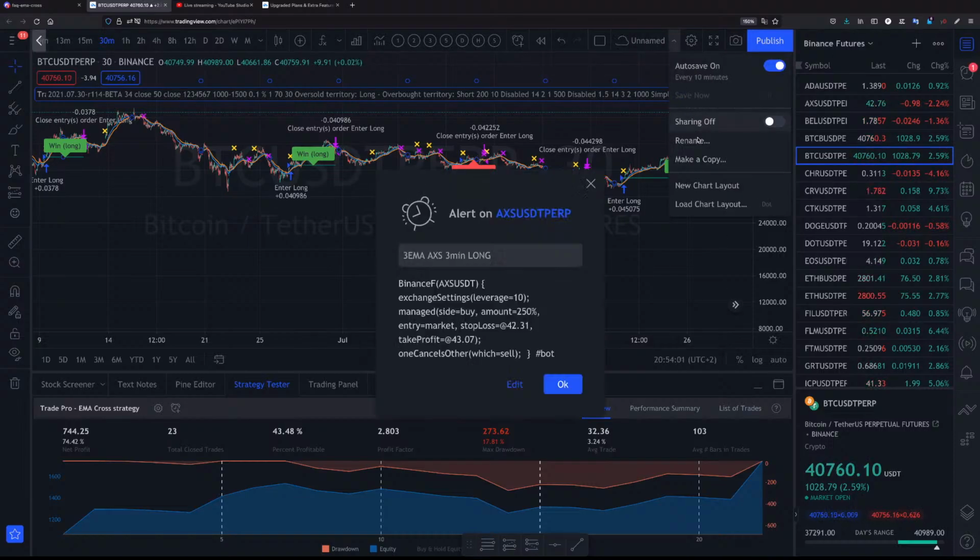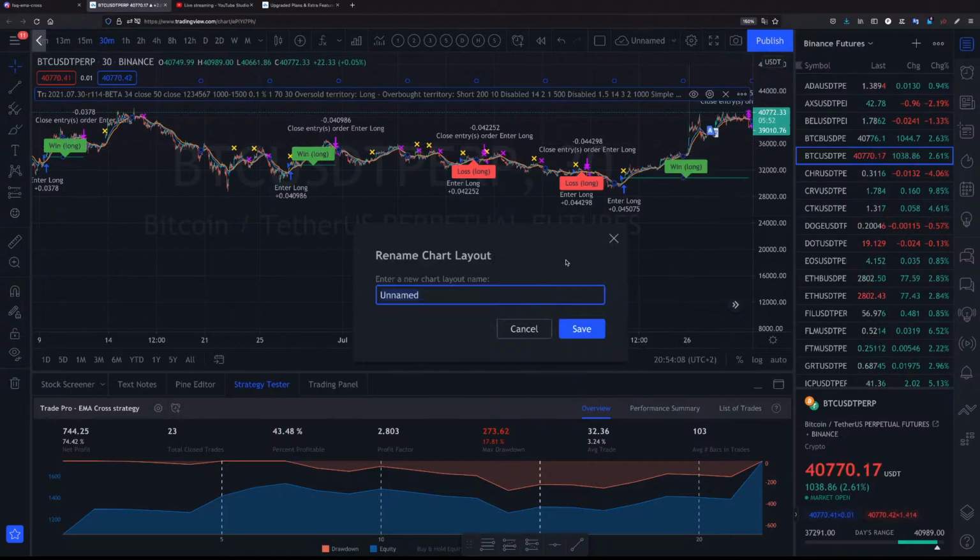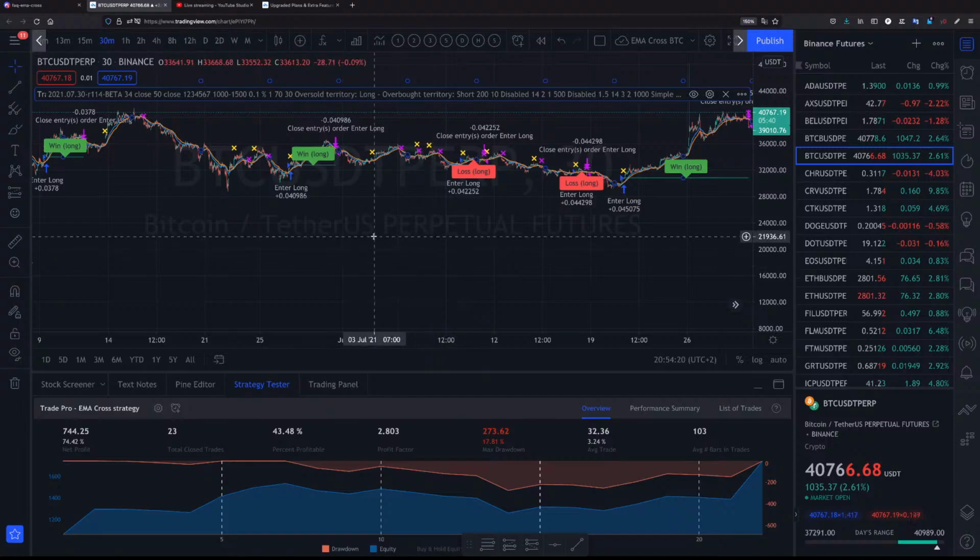Let me rename this. Right, another bot. Rename EMA Cross. BTC time frame, I don't know yet. So I'll leave it like this.